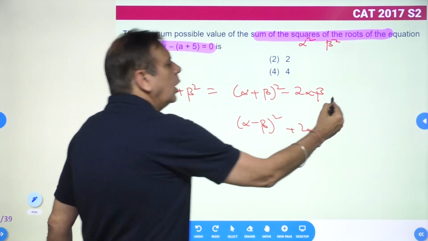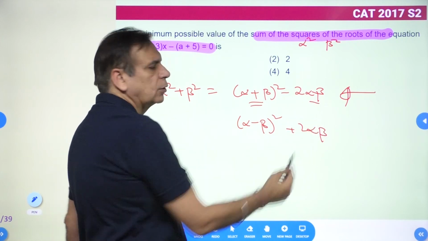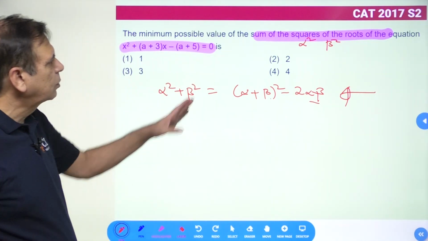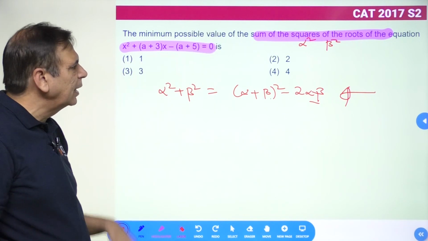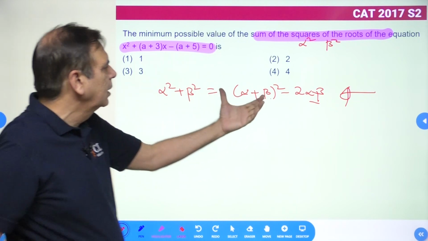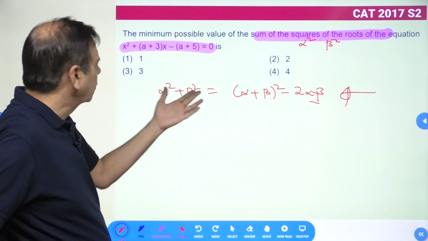Now obviously we are going for this because quadratic equation hai, what is the sum of roots, product of roots. The second one requires the difference of roots, but sum of roots is something that we can find directly. So effectively we want the minimum possible value, which means sum of roots ka square minus twice of alpha beta. This is the alpha square plus beta square.